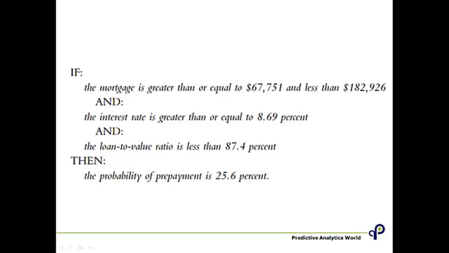So you follow that one path from the top to the bottom, and it'll correspond to one so-called business rule like this. If the mortgage is between 67.7 thousand and 183,000, and the interest rate is over 8.7%, and the ratio of the loan to the home value is under 87%, then the probability of prepayment, of defection, is 25.6%, which is relatively high because in this data set the overall defection rate was less than 10%.